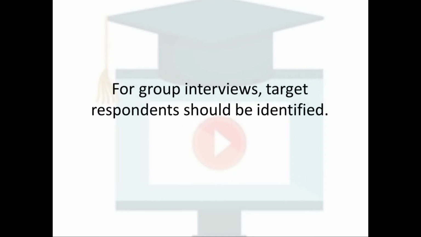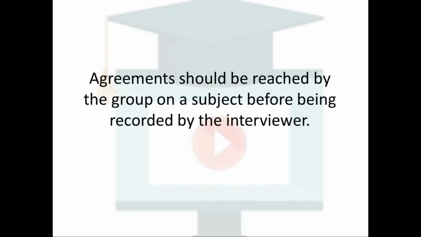For group interviews, target respondents should be identified. Agreements should be reached by the group on a subject before being recorded by the interviewer.